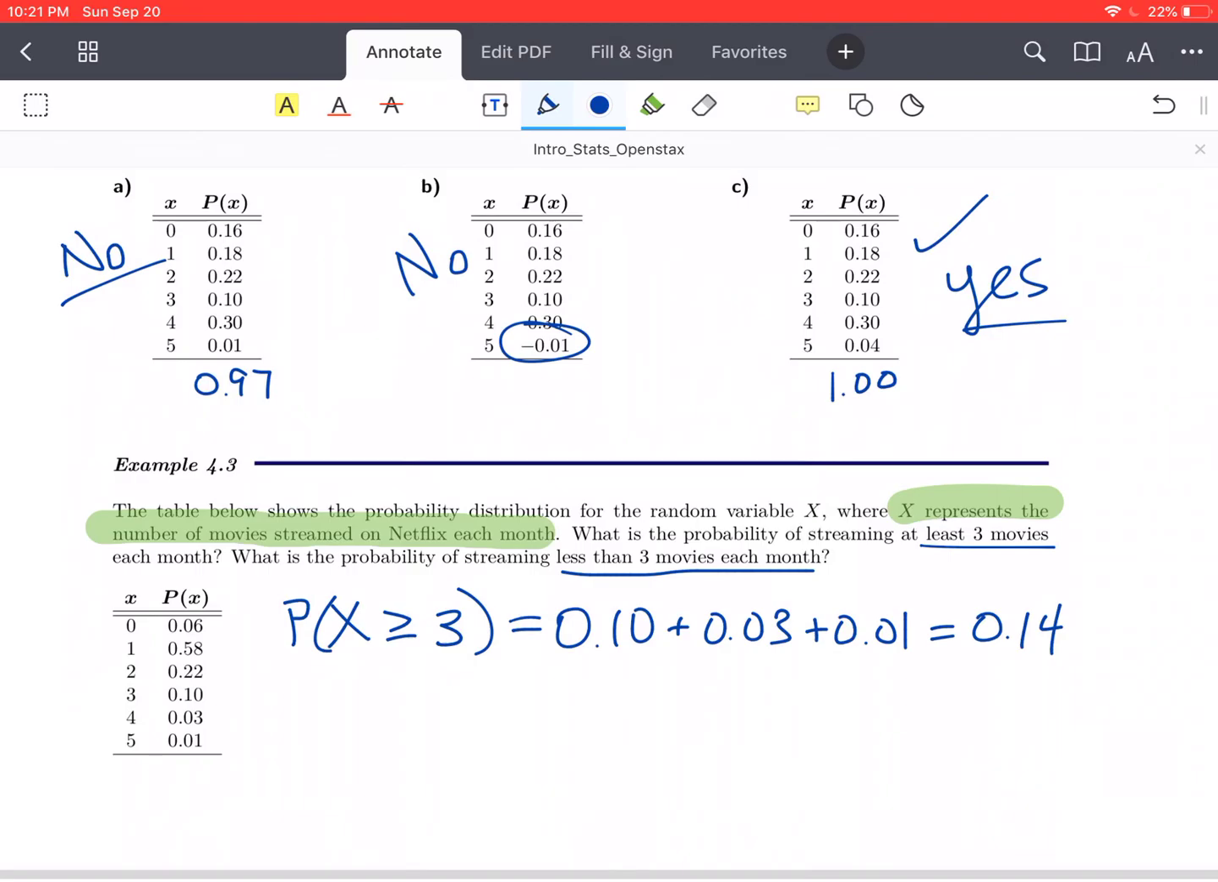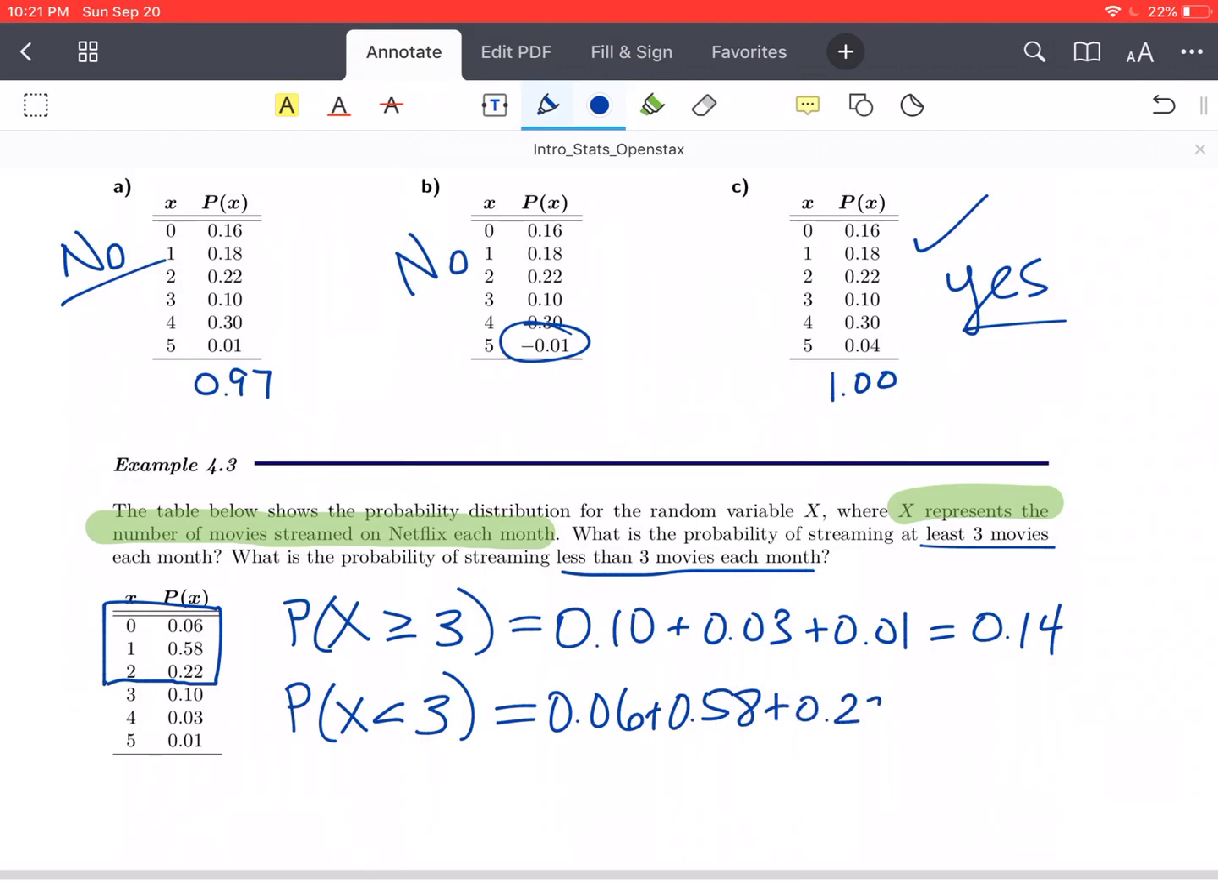And then the probability that they watch less than 3, so the probability that our random variable is less than 3, is going to be everything up here. So that's going to be 0.06 plus 0.58 plus 0.22, which is 0.86. So the probability that they watch less than 3 movies each month is 0.86, so that seems highly likely.